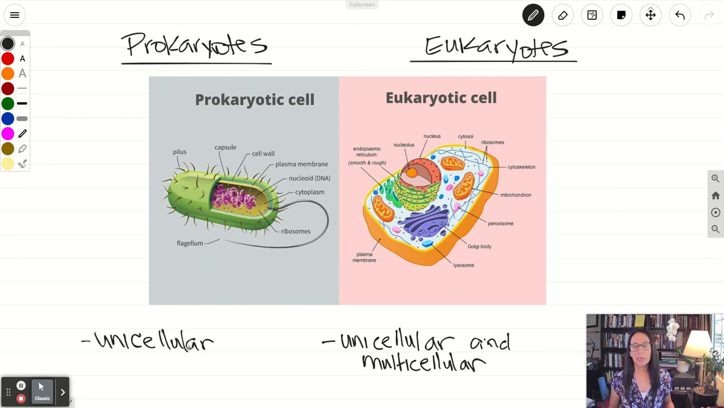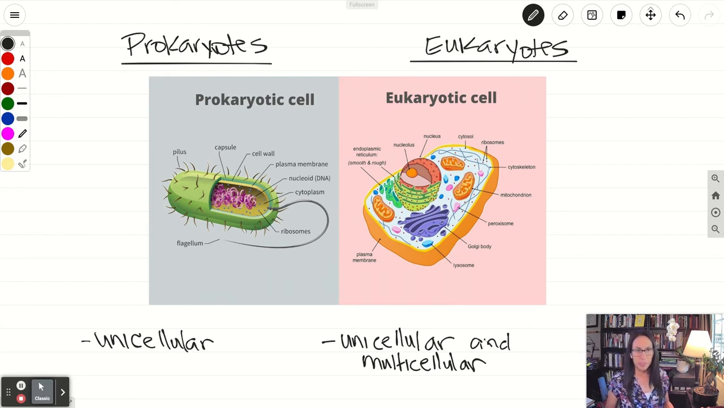An example of a prokaryotic cell is a bacteria. An example of a eukaryotic cell is one of our cells, okay? And we're obviously multicellular, we have trillions of cells. But there are some unicellular eukaryotes. For example, an amoeba is a eukaryote and it's only made of one cell. Amoeba are found in fish tanks and ponds. They live in the water.